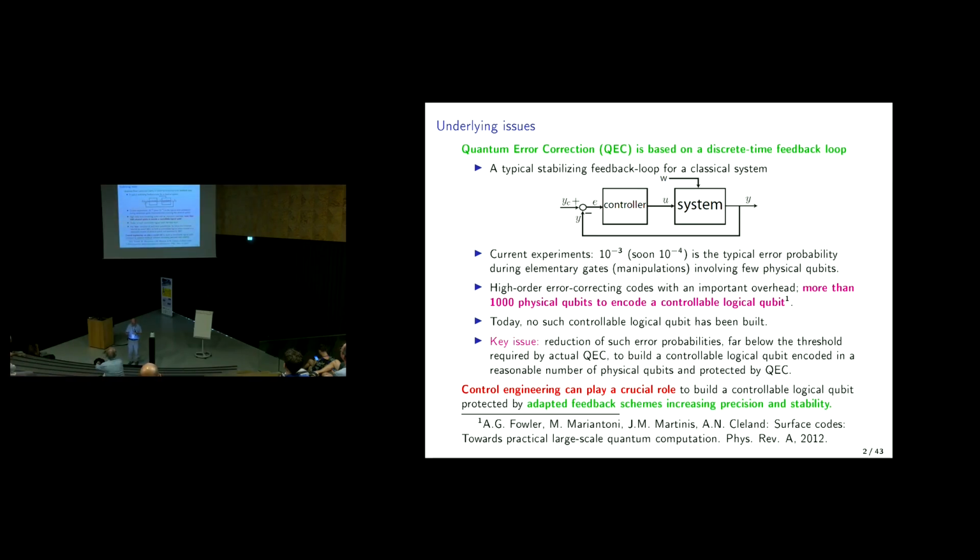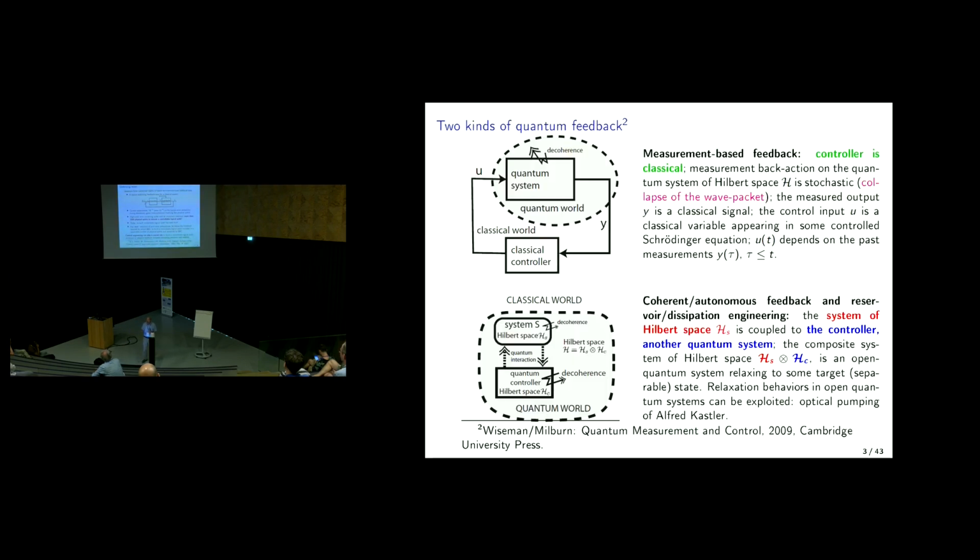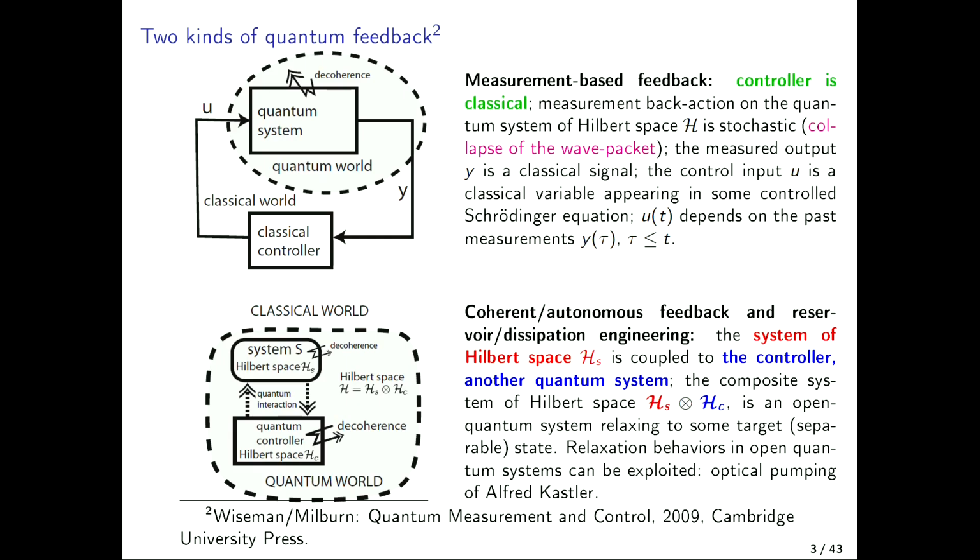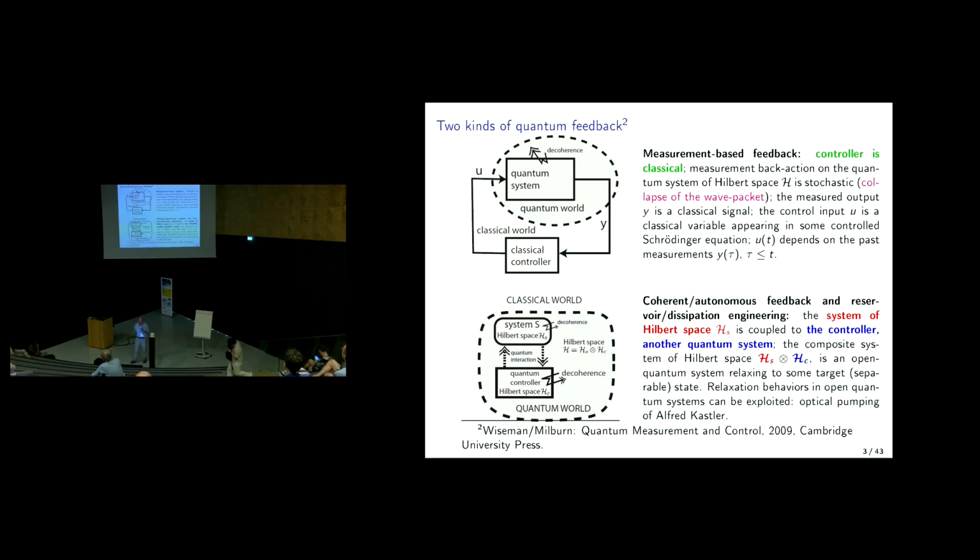And to increase this performance, when you want to stabilize your system with respect to perturbation, here the perturbation is noise, then you need a feedback loop. And typically, there can be two kinds of feedback for a quantum system. Either your controller is, as in the above picture, a classical system. So you have your system in the quantum world, and you have parameters, your control input, that you manipulate.